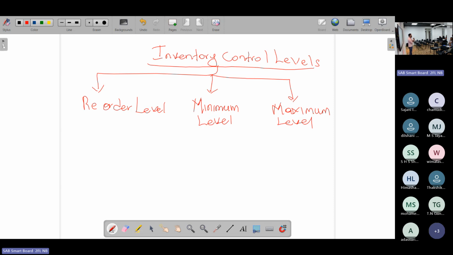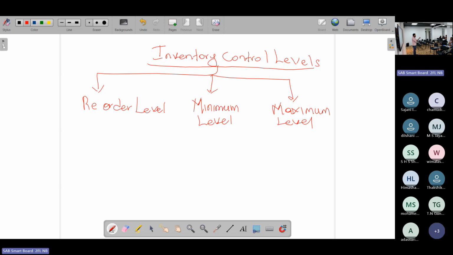Otherwise, your minimum level is 105. Let's assume, okay, 100. Your demand is 90. Your minimum level is 100. Your maximum level is 110. These numbers I am giving just for explanation purposes. At any given point of time you have to keep your inventory level at 100. Now your inventory level has come down to 80.